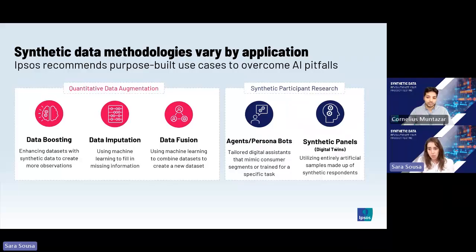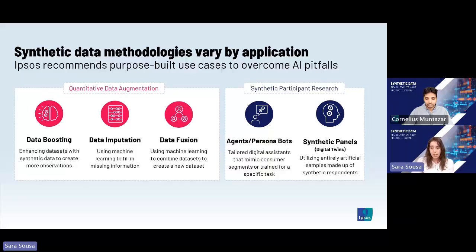Data imputation. The goal here is for AI to fill in missing or incomplete data points in an existing data set. It could allow, for example, in the consumer research space to shorten the length of the interviews or even avoid very repetitive surveys, making the survey more engaging to consumers and therefore increasing the quality of the data that's collected.